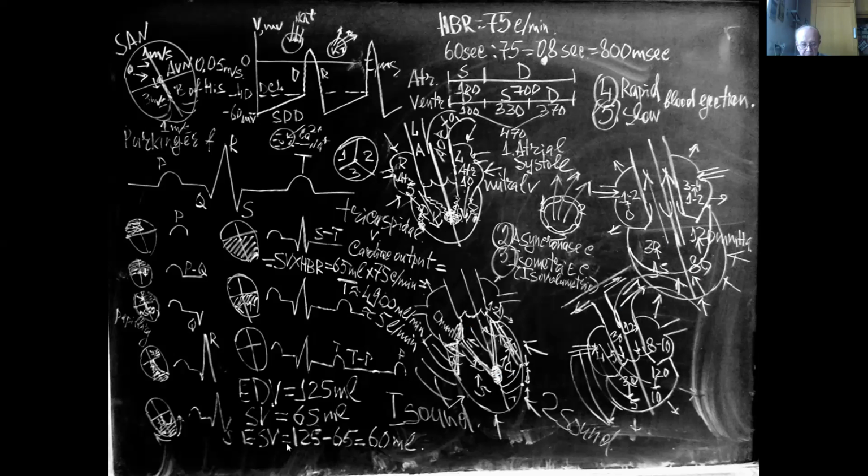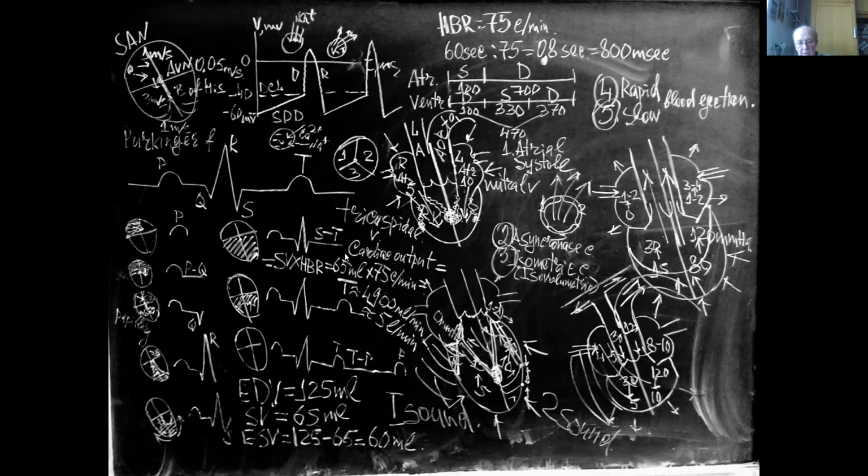If we make the subtraction, 125 minus 65, we have 60 milliliters. This is the end systolic volume. That's why after the contraction or systole of the ventricles, the volume in each chamber, in the right and left, is equal to 60 milliliters. These are the average values. If the individual is very tall, the volume will be more. If this is a small girl, the volume will be less.